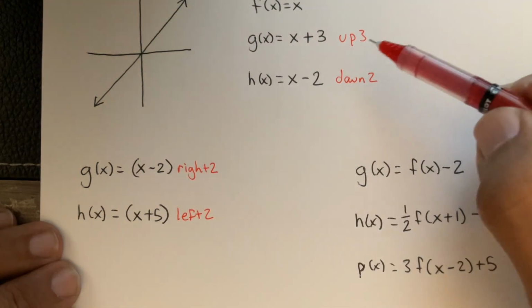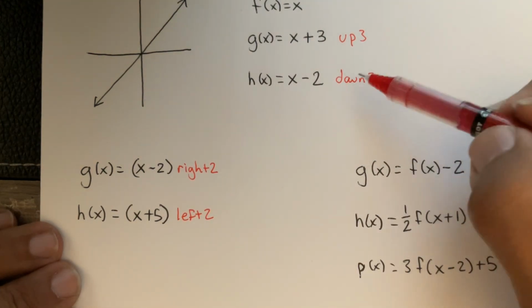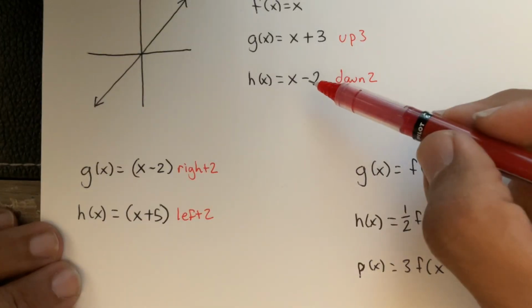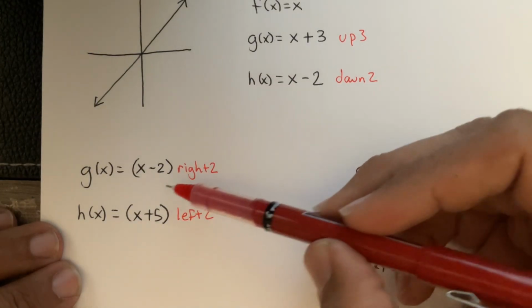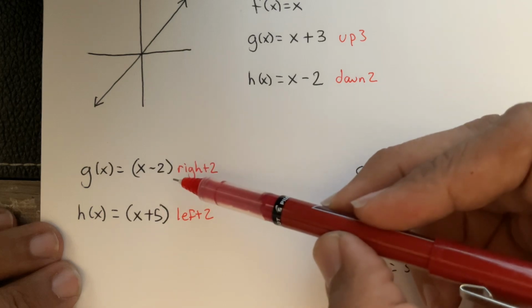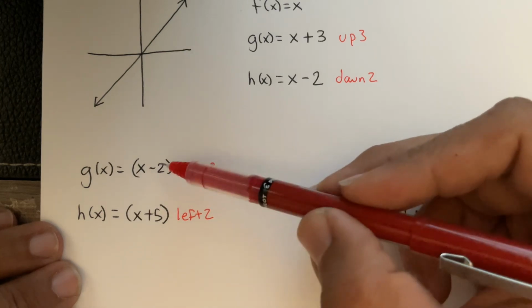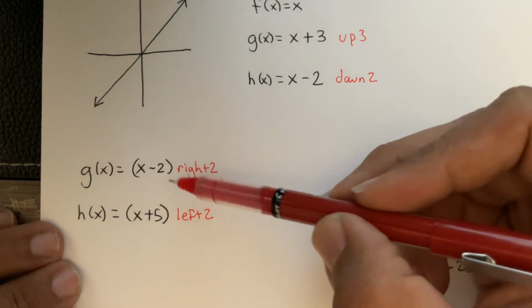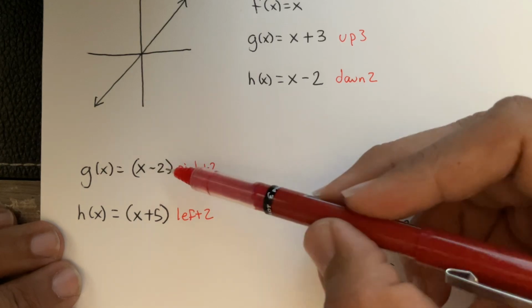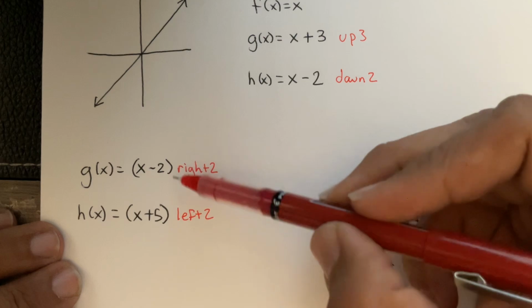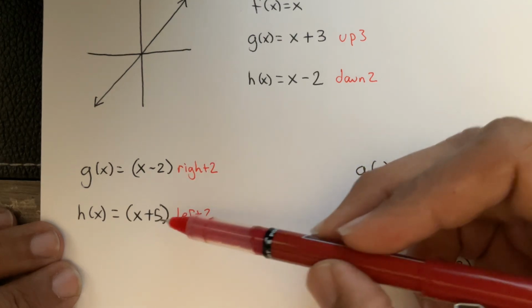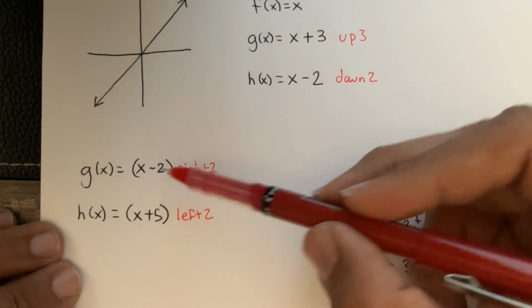So outside of the parentheses controls up and down, and it does exactly what you think. Plus 3 goes up, minus 2 goes down. Here, inside of the parentheses, it does the opposite direction and the opposite movement. So not only does it now control left and right, it now goes in the opposite direction you think. Plus 5 goes to the left, minus goes to the right.